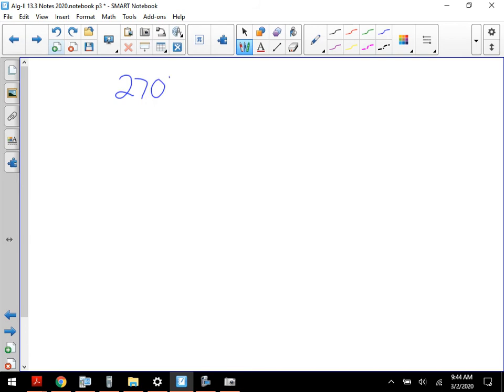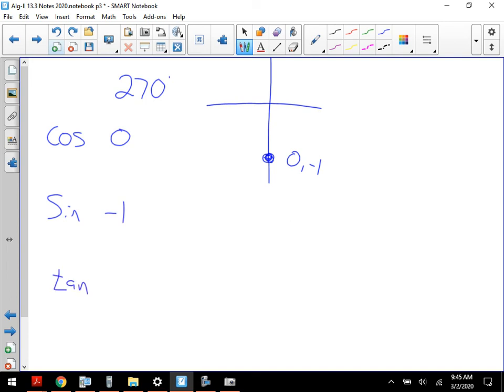to a degree one. 270 is where? 3/4 of the way, okay? It's down here. What's my ordered pair there? That's 0, -1. So my ordered pair is 0, -1. So as I go to write out my 6 trig functions, cosine at 270 is 0. Sine at 270 is -1. Tangent will be what? Undefined. Y over x, it's undefined.